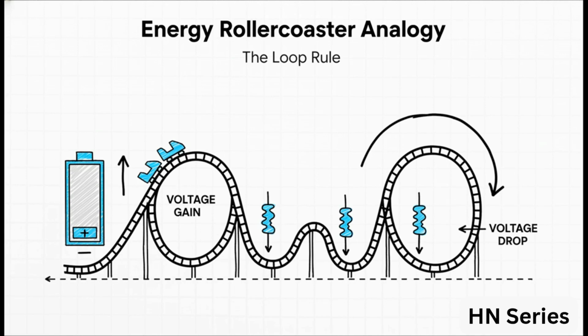Think of it like being on a roller coaster. The battery is the big hill at the beginning. It lifts you up, giving you a big voltage gain. Then, as you zip around the track, every twist and turn through a resistor is like a little dip, a voltage drop. But here's the thing. No matter what crazy path you take, when you pull back into the station, you're right back at the same height you started. The total change in your height, your energy, is zero.